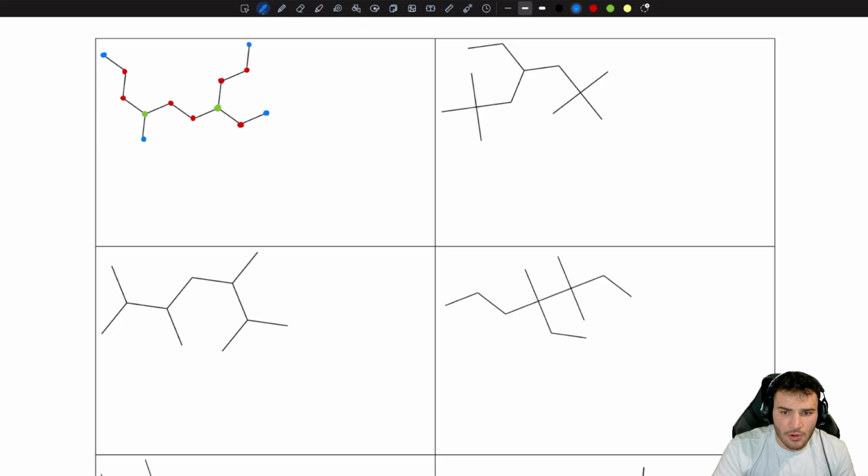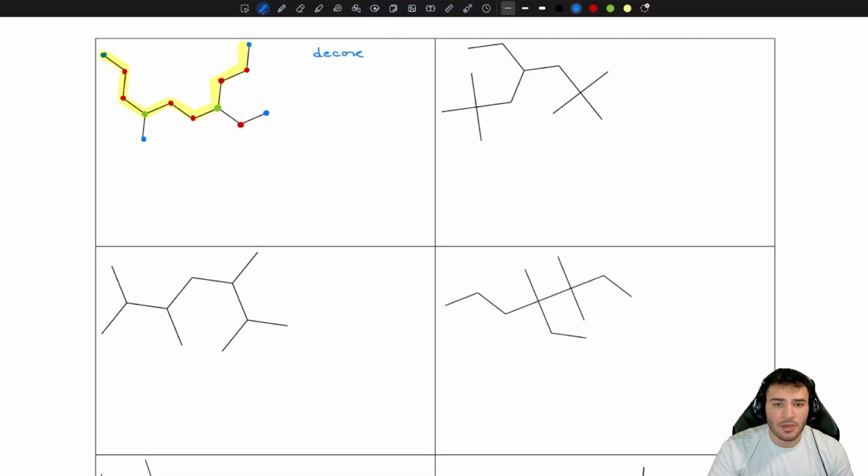Okay, and let's try to find our parent chain. So it looks like it might be this. 1, 2, 3, 4, 5, 6, 7, 8, 9, 10. I think that's definitely going to be our longest chain. You guys can try if you want. That means our parent chain is decane.